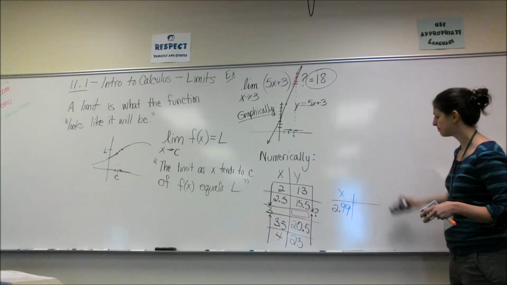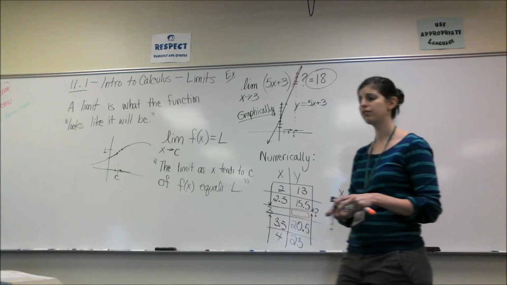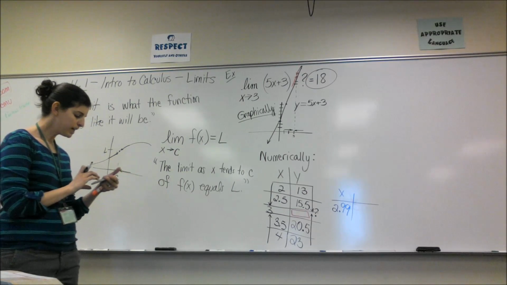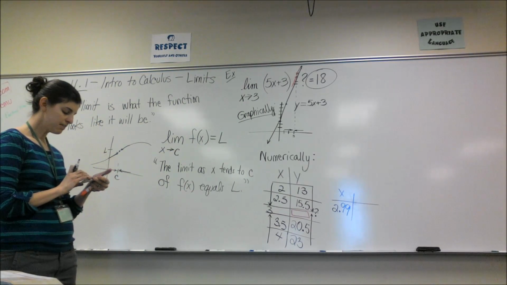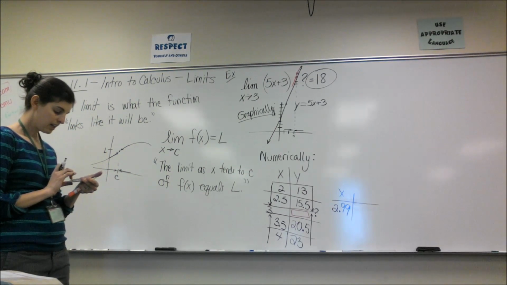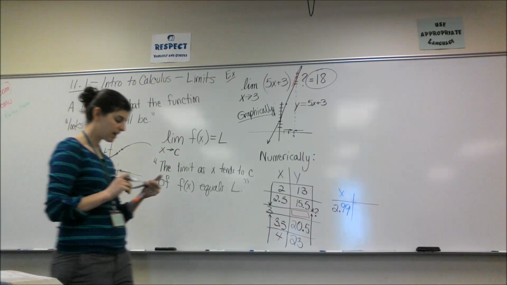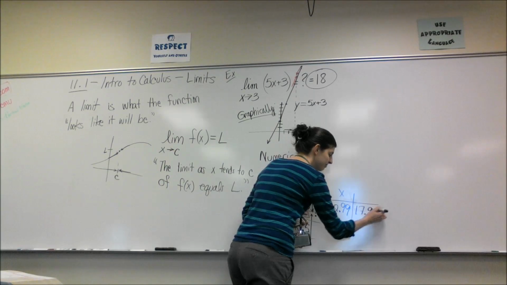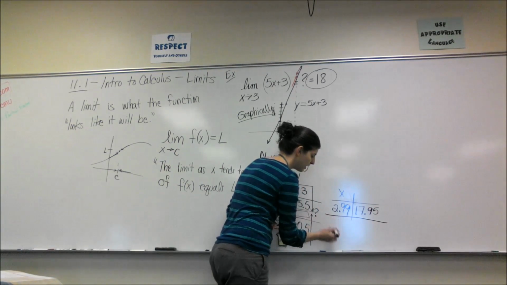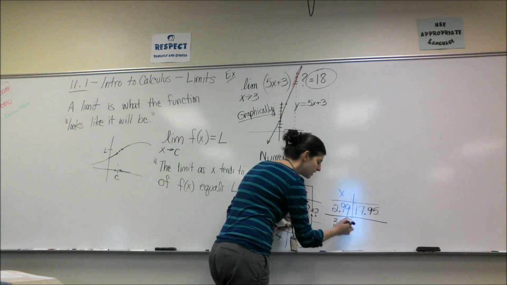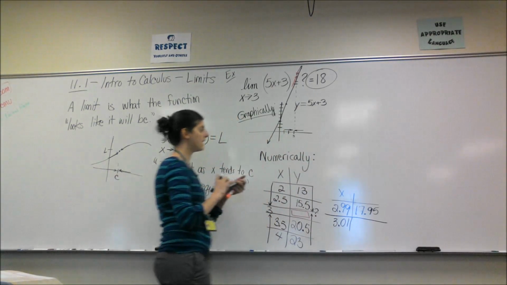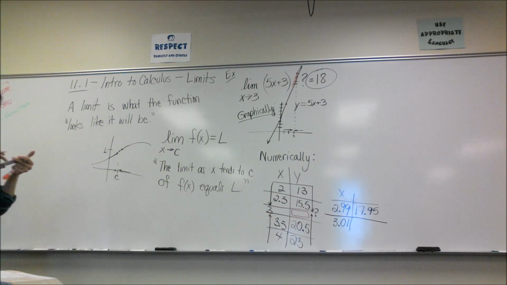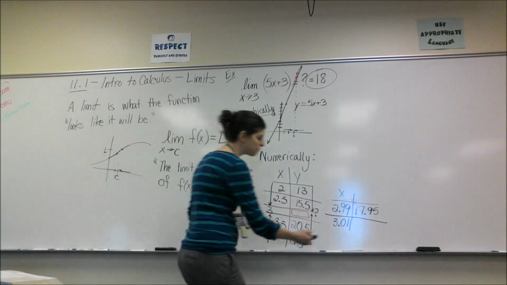We'll get to that. In this case, you can just plug in 3, and we're going to do that in a minute. So if I plug in 2.99, I get 5 times 2.99, and then I have to add 3 to that, and I get 17.95. Then if I plug in 3.01, what do I get? Let's see, 5 times 3.01 plus 3 is going to give me 18.05.